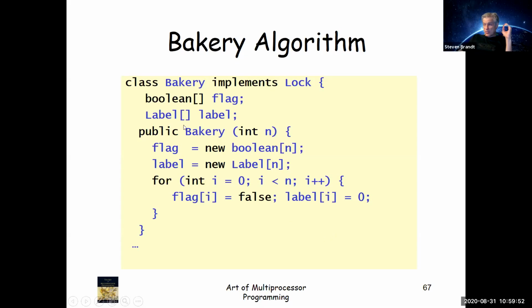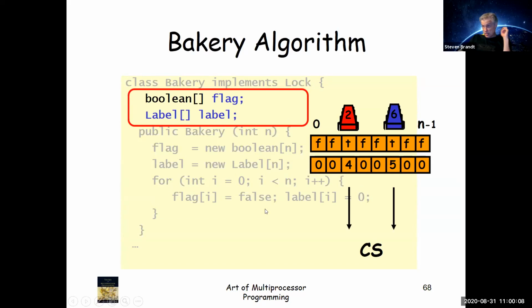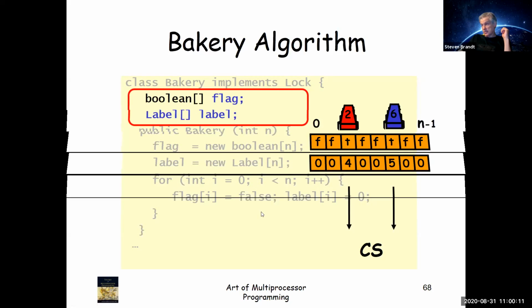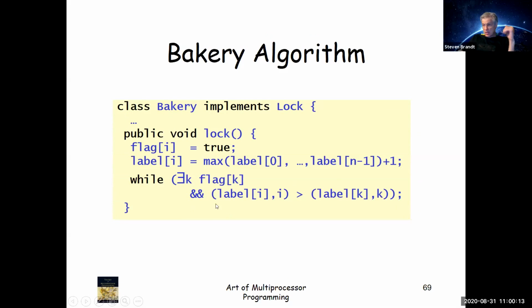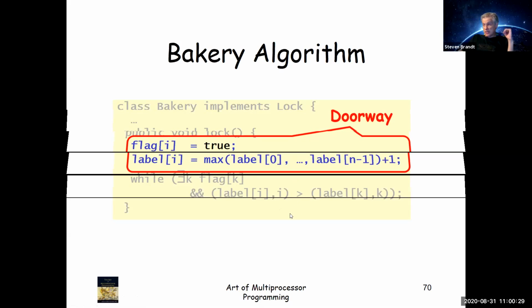So for the bakery lock, we're going to have a Boolean array of flags and an array of labels, and we're going to instantiate the Booleans and the labels. Then we're going to look at the algorithm itself. So in the lock algorithm, we set the flag to true, and then for the label, we find the maximum of all the other labels, and then we add 1 to it. Okay, and that's the doorway.